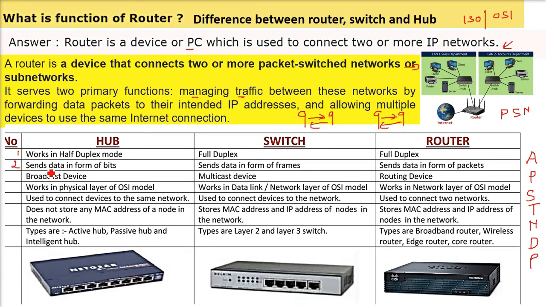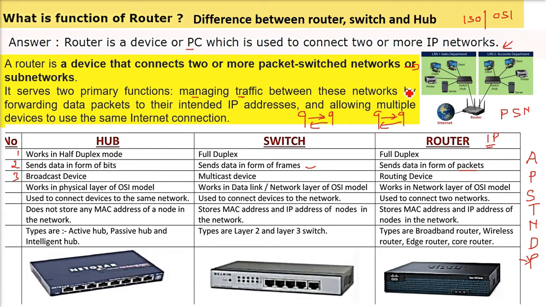Second difference. The hub sends the data in the form of bits. Hub is a physical layer device. It belongs to layer 1. So it sends data in the form of bits. Switch, on the other hand, sends data in the form of frames. Router sends the data in the form of packets. It's a layer 3 device, a network layer device.